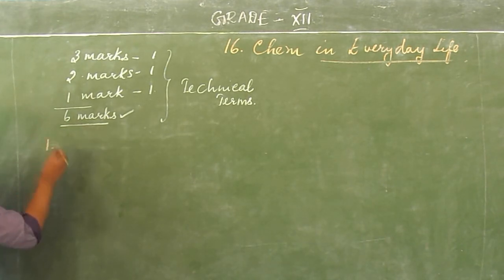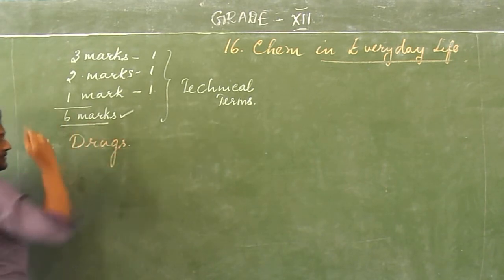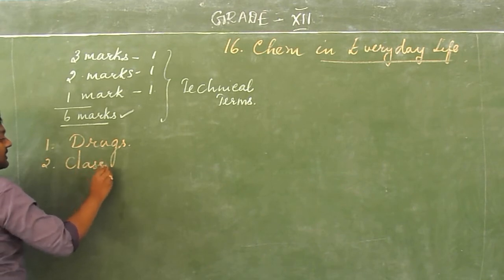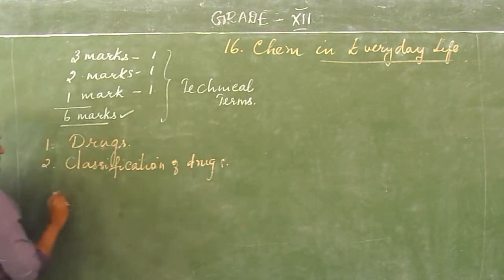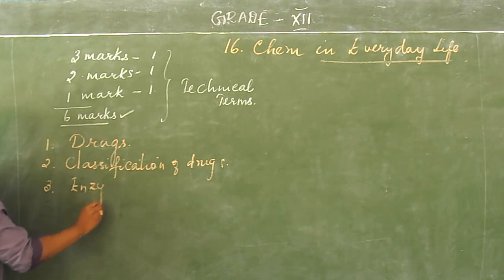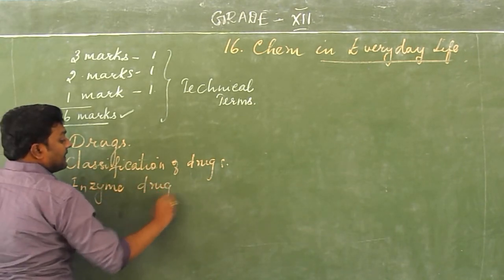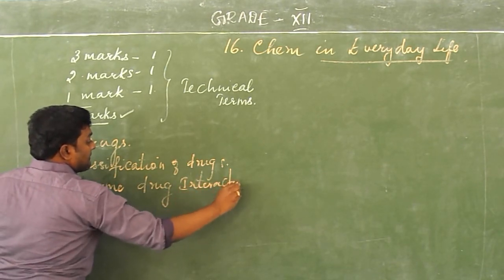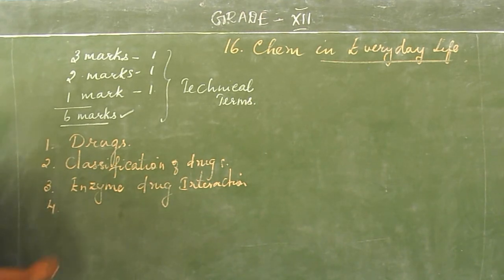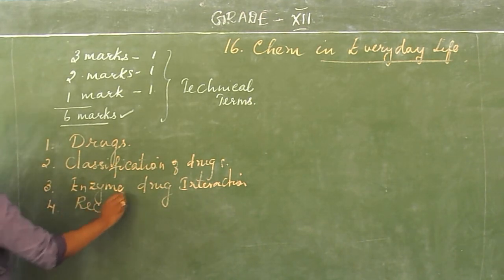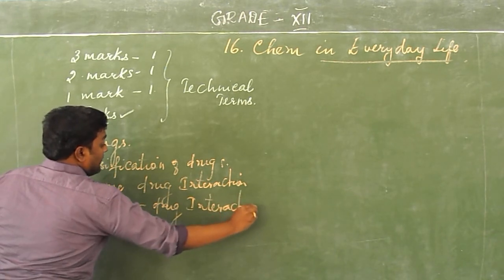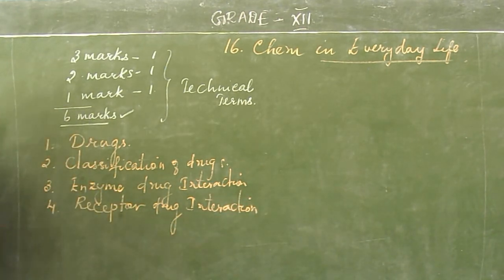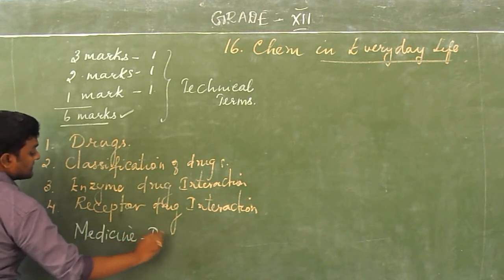From this chapter, first we must know what is meant by drugs. Second, classification of drugs. Third is enzyme drug interaction. Fourth is receptor drug interaction. Fifth, about medicines, drug medicines we have to study.